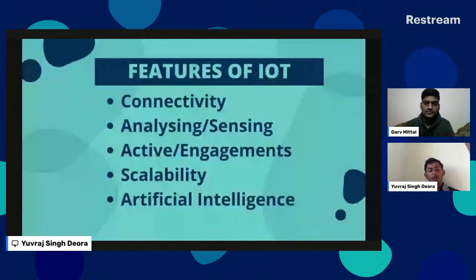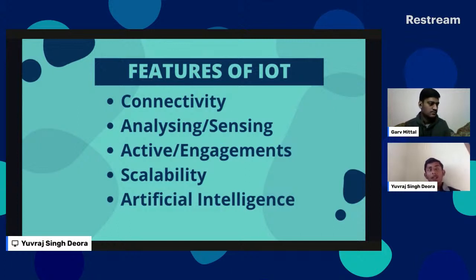Like in the previous 25 years, no one would have thought that they would be able to control their fan just through a smartphone, or that they would be able to track their car just while sitting at home, right? So IoT is getting into more and more domains, right? And the fifth feature that IoT provides is that we can use IoT in artificial intelligence also, right?